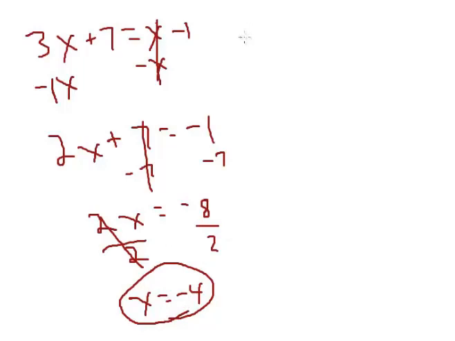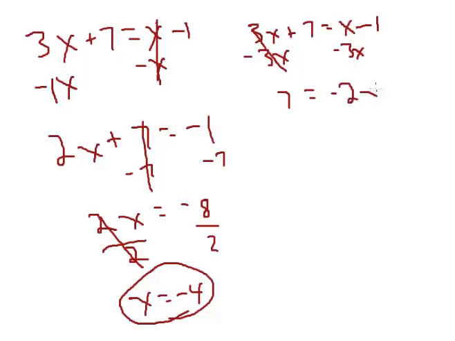And we could have done it the other way as well. Remember, at the beginning we had 3x plus 7 equals x minus 1. If we wanted to do the other way, if we wanted to subtract 3x from this side, and subtract 3x from this side, we'd have 7 equals x minus 3x, which is negative 2x minus 1. Add 1 to each side to get rid of this term. And we'd have 8 equals negative 2x.